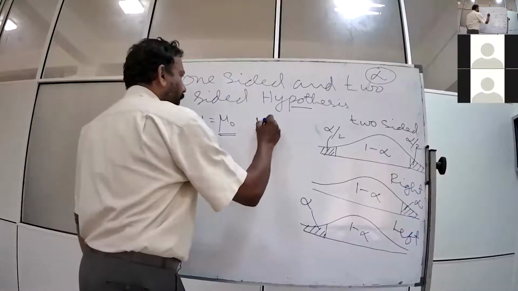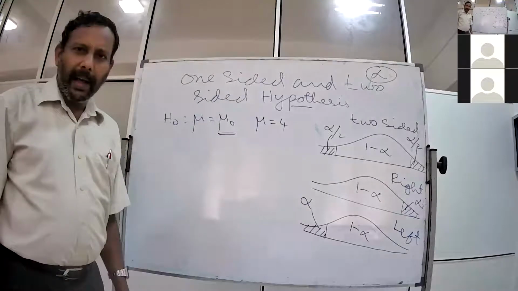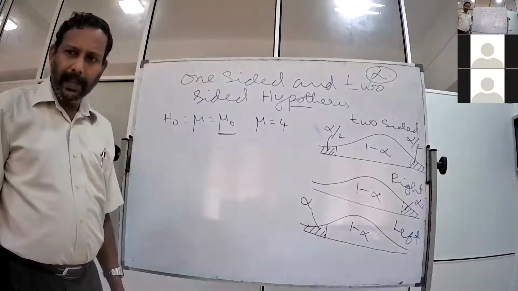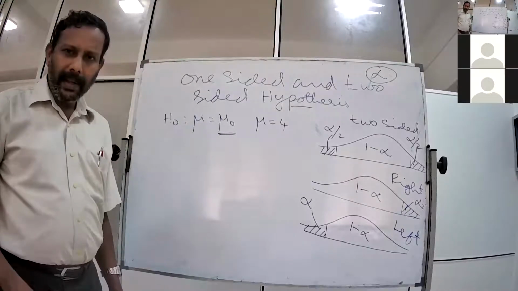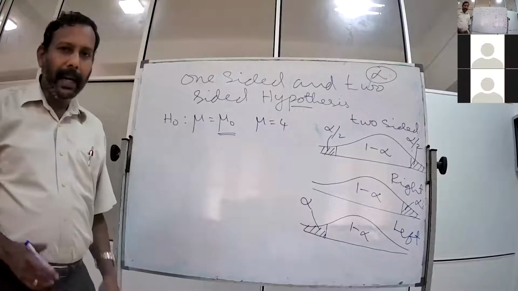Right. Last time we took it as mu is equal. What is the average mean of Kurunegala district? 6. Is it 6 or 5? 6. Average mean of Kurunegala is 6.